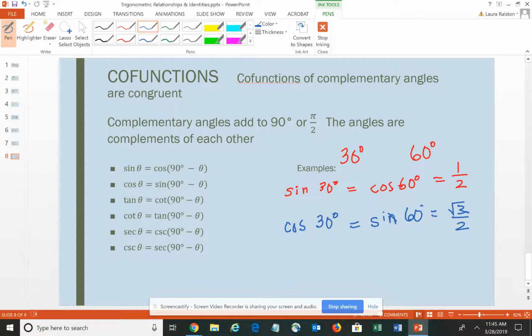We use all of these trigonometric relationships and identities to help us solve problems, to find, if we have one or more of the trig functions, all of the others. It also helps us to prove or verify other identities using these relationships. So you need to become familiar with all of these different relationships so that you're able to use them in solving and simplifying problems throughout the remainder of the course.